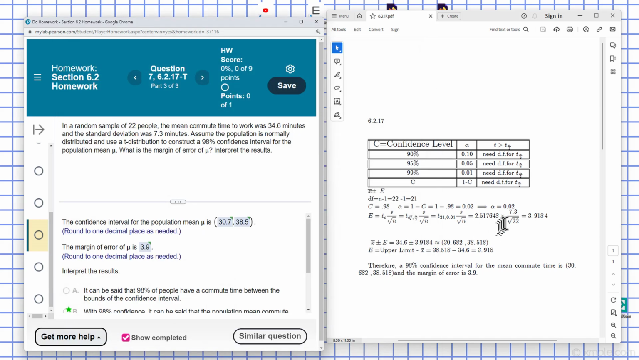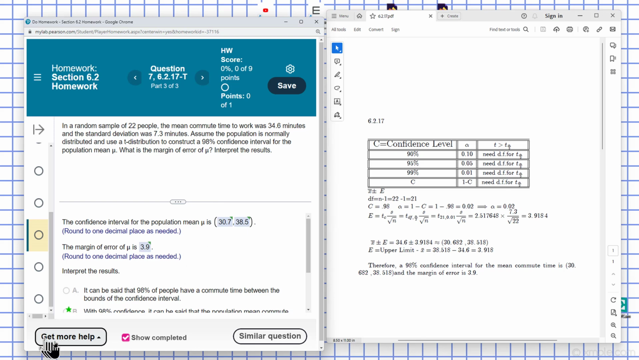And we calculate our error, and there's our standard deviation, 7.3. And n is how many? It's 22, so it gives us a margin of error of 3.9. If you want us to find the interval, it would be the sample mean plus or minus the margin of error, 34.6 plus or minus 3.9184, and that gives us our interval here. So we have our interval, we have our margin of error.